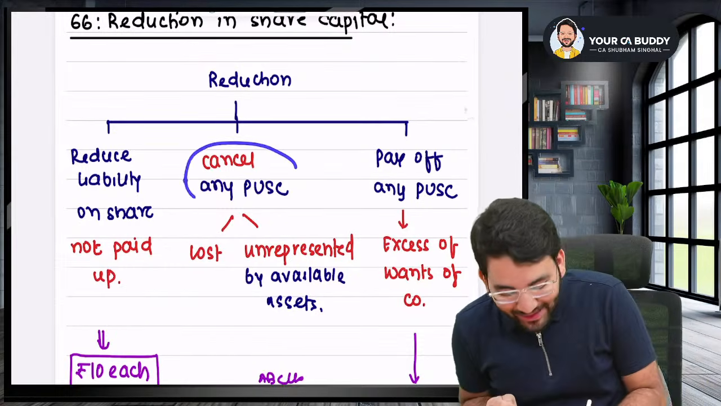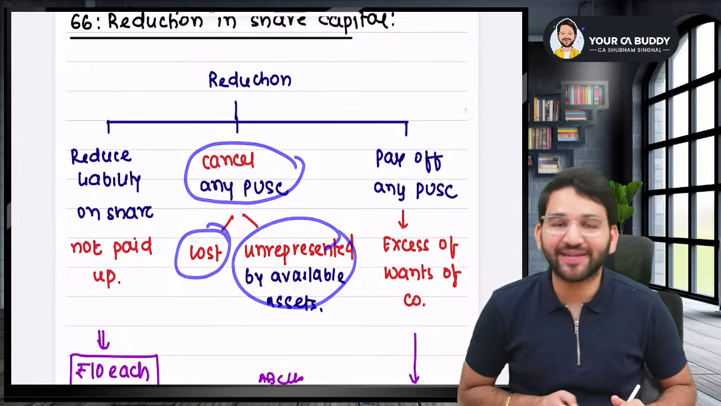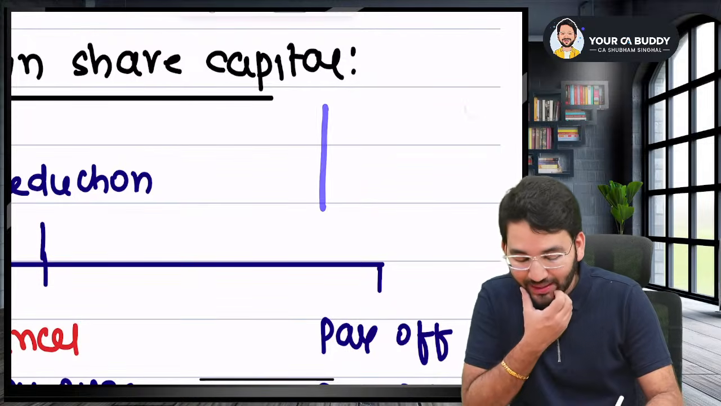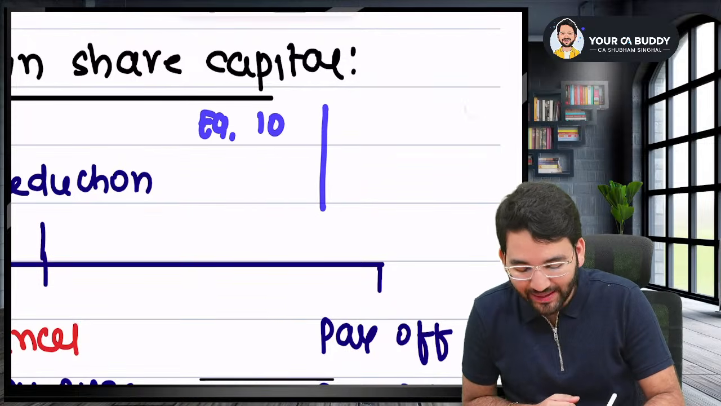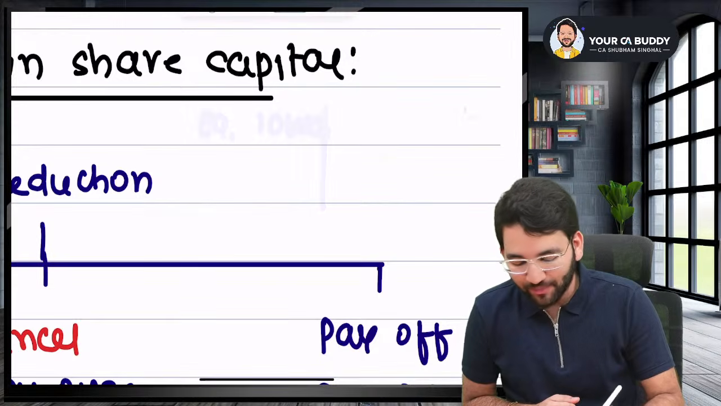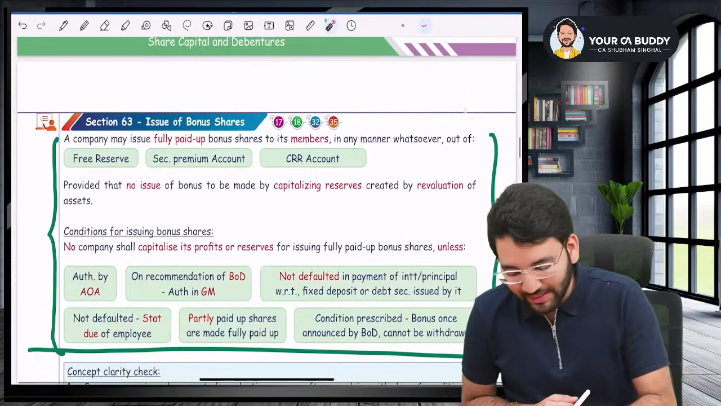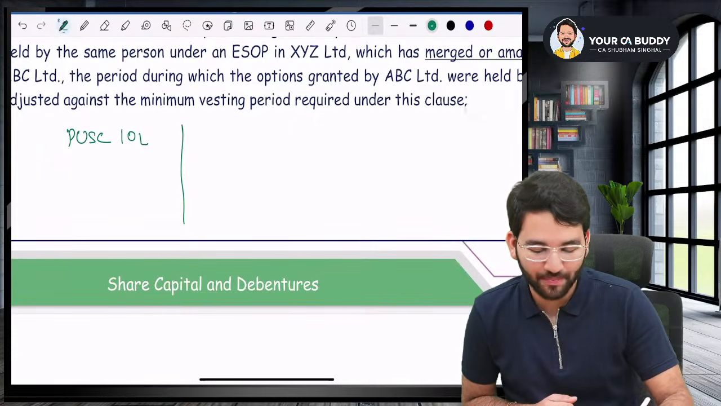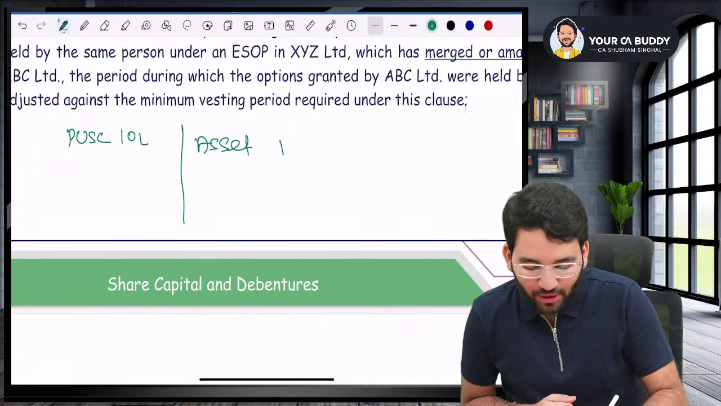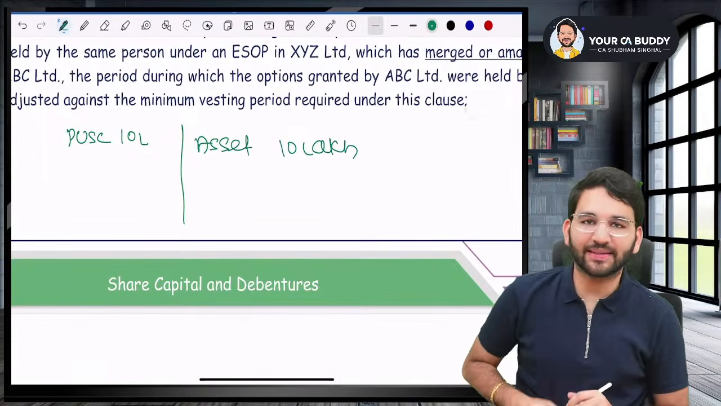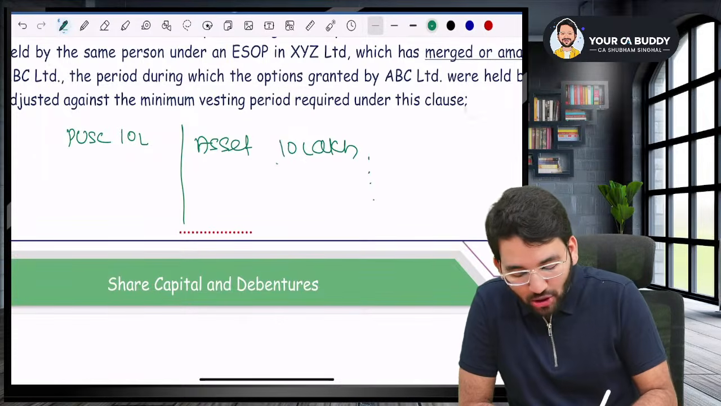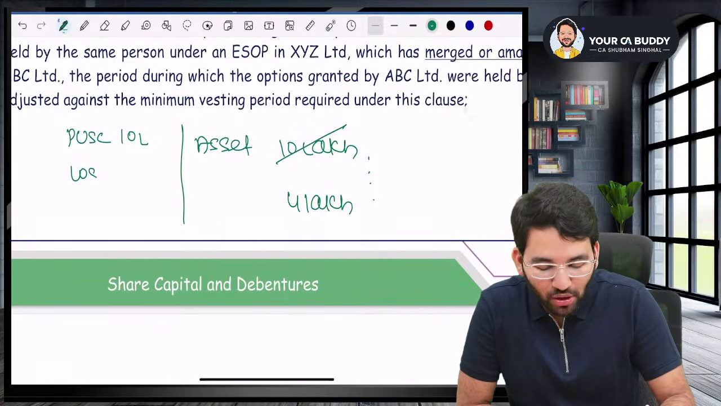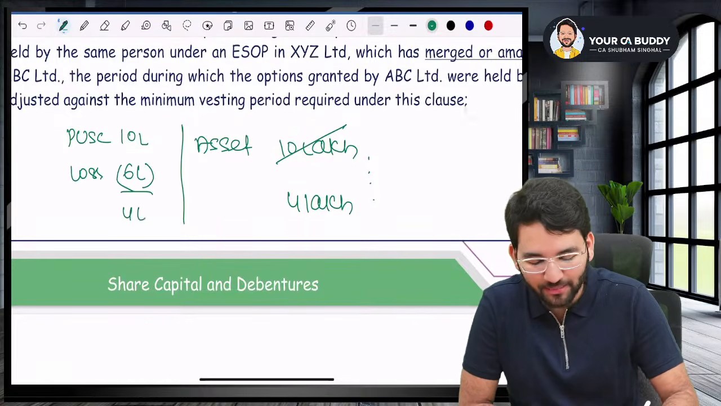Number two, cancel any paid up share capital which is lost or unrepresented by available asset. I gave you an example in class. Listen to me very carefully. For example, I invested 10 lakh rupees in a company. That 10 lakh rupees is showing as paid up share capital of 10 lakh rupees. Against that, I purchased assets of 10 lakh rupees. Is it fine? Yes, sir. Now I kept on facing losses and my assets came down to 4 lakh rupees. And here I'm showing a loss of 6 lakh rupees and paid up share capital of 4 lakh rupees.